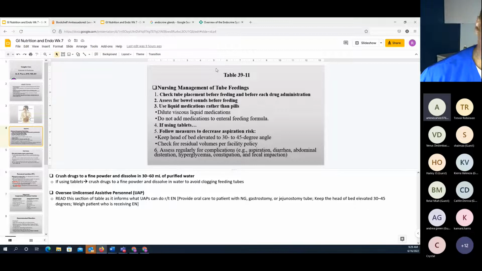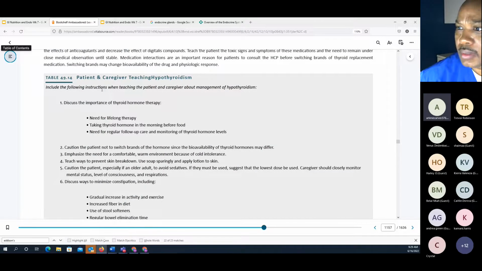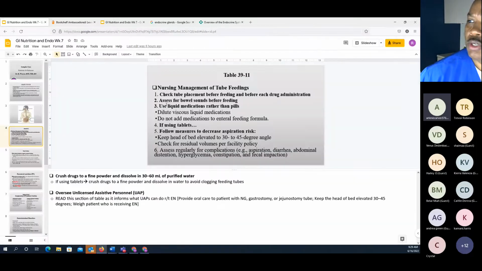Do refer to chapter 39. There is a table here, and it gives you some points of reference to look at.